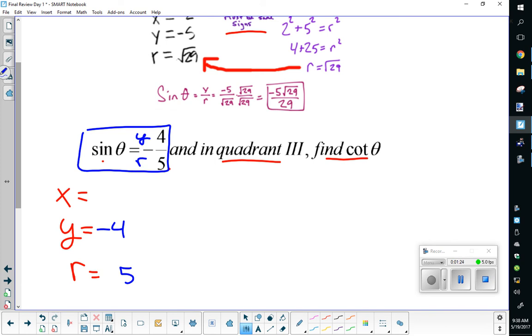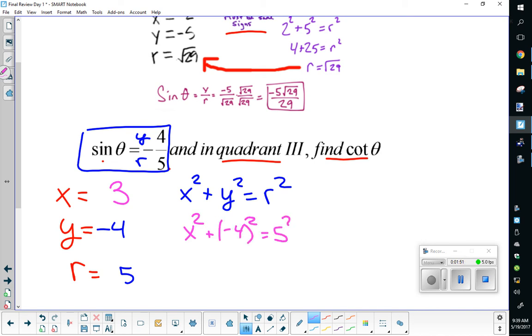Do I know what my X is right now? No, I wish I did, but I don't. How do I find a missing one when I've got 2 out of the 3? Pythagorean theorem, x squared plus y squared equals r squared. This one's easy. One of them is 4, one of them is 5. What's the other one? 3. Okay, you could do Pythagorean theorem. I'm not going to, but we can do it.